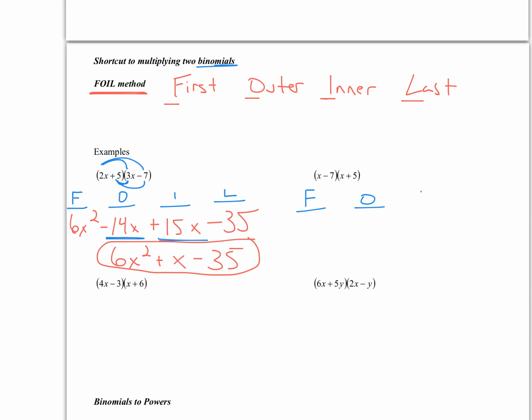If I write out FOIL here, I can stay organized by multiplying the first terms first. X squared. Then the outer terms for O, 5x. Inner terms, minus 7x. Last terms, minus 35. Combine like terms again. These two middle terms combine to give me x squared minus 2x minus 35.